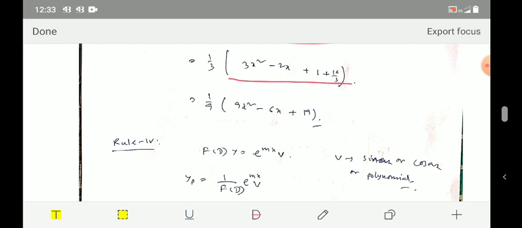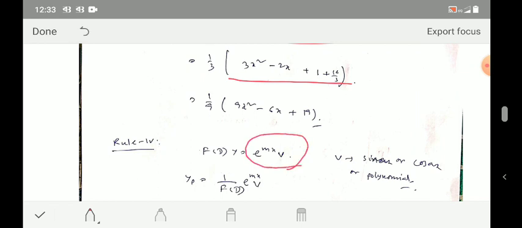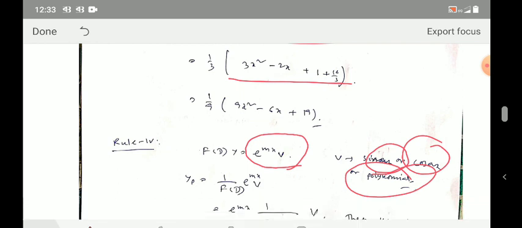Now I am coming to rule 4. Rule 4 is this: if f of D y equals Rx, where Rx is of this form, e to the power mx into v. V means this is a function of sin x, or cos, or any polynomial or any other function actually. Then we will write yp equal to 1 by f of D, e to the power mx into v.